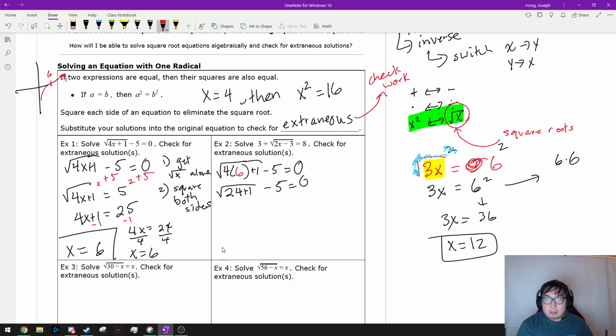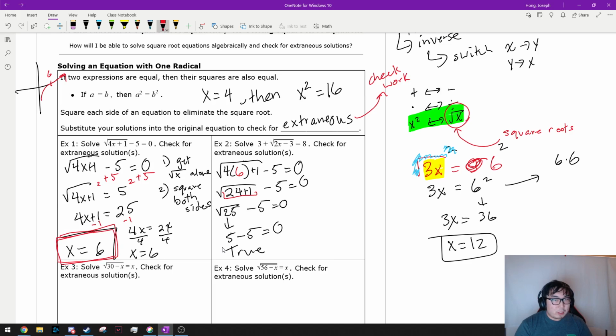We're going to still touch this inside first. We want to condense that first. So this becomes square root of 25 minus 5 is equal to 0. We know that the square root of 25 is 5. So 5 minus 5 is equal to 0. So this is true. So what that really means is that this right here, this is my final answer.